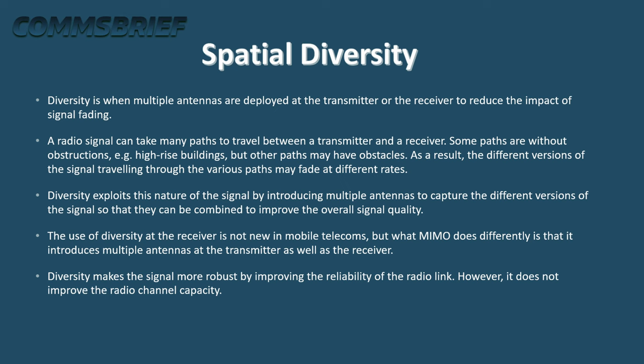The use of diversity at the receiver is not new in mobile telecoms, but what MIMO does differently is that it introduces multiple antennas at the transmitter as well as the receiver. Diversity makes the signal more robust by improving the reliability of the radio link. However, it does not improve the radio channel capacity.